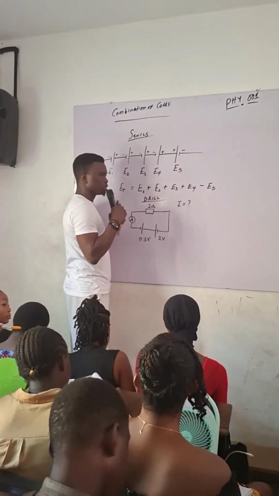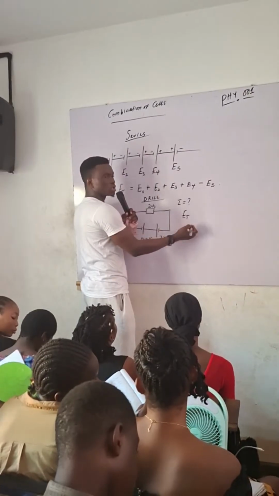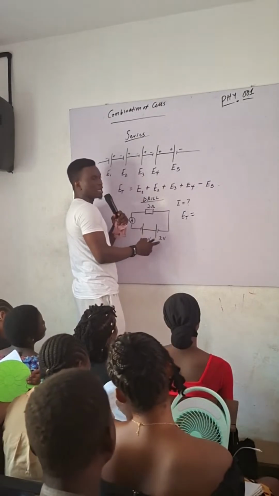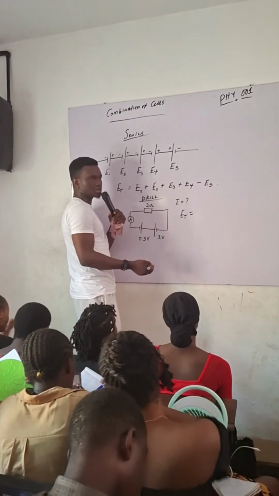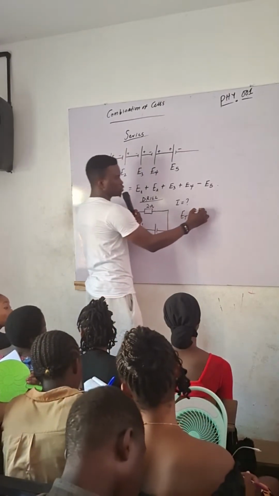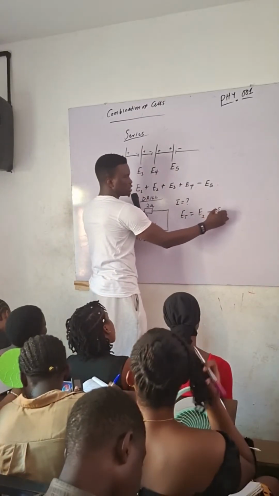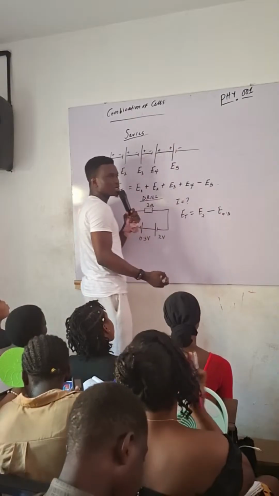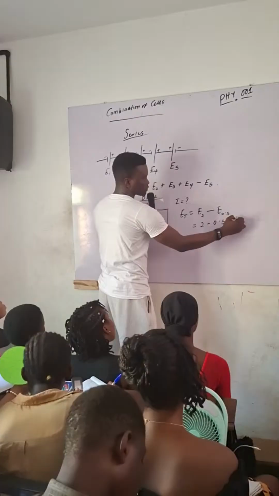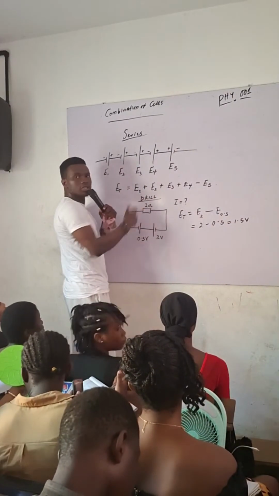So this is what. That means my EMF in total is going to be 2 minus 0.5. The one that is higher will dictate the flow of the current. Which means current will be going this way. So eventually this will be E2 minus E 0.5. You understand that? So that's going to be 2 minus 0.5. What would that give us? 1.5 volts. So now you already know the effective voltage.